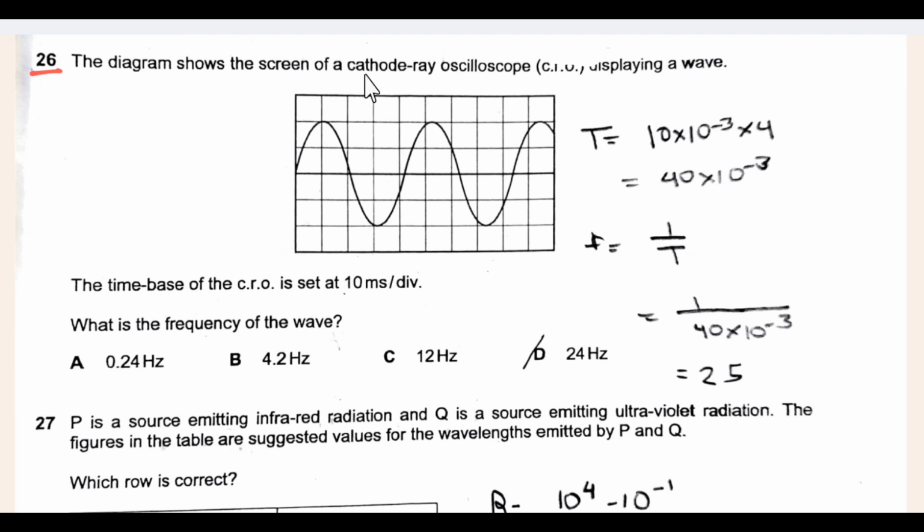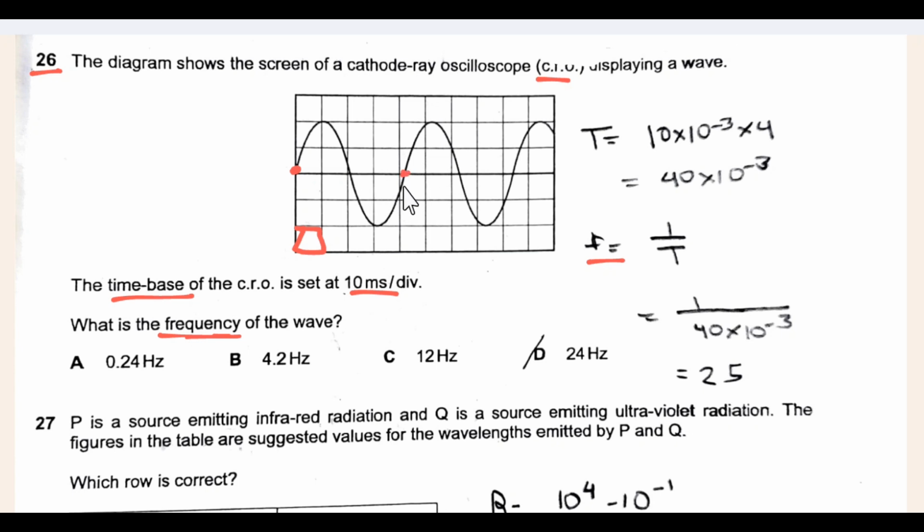The diagram shows the screen of a cathode ray oscilloscope, CRO, displaying a wave. The time base of the CRO is 10 milliseconds per division. So the time base means that one box is 10 milliseconds per division. So what is the frequency? We know that frequency is equal to 1 by time period. So what is the time period? Time period is the time taken to complete one complete wave, that is this wave.